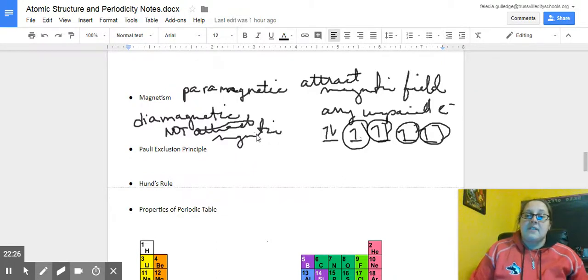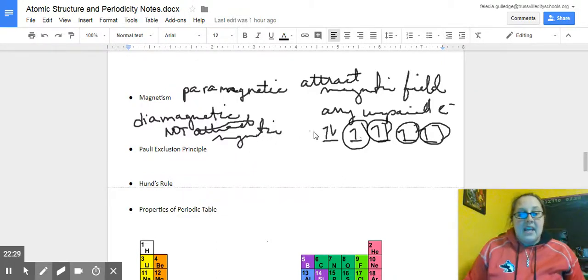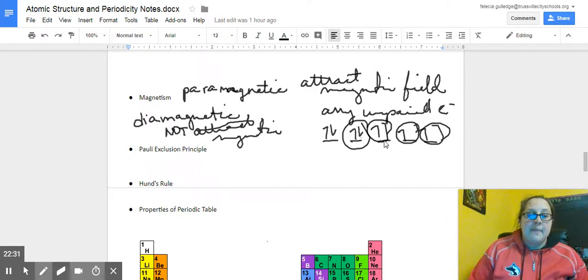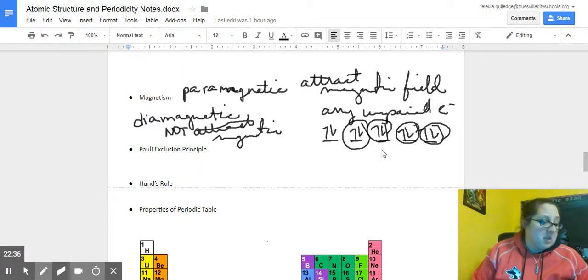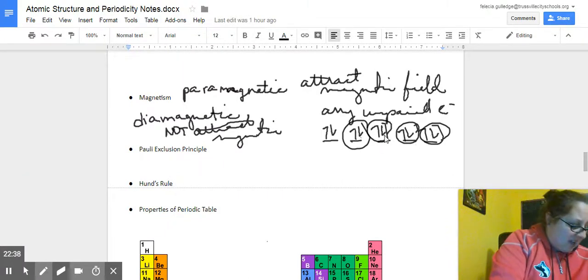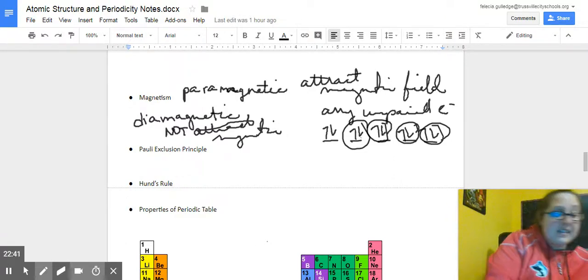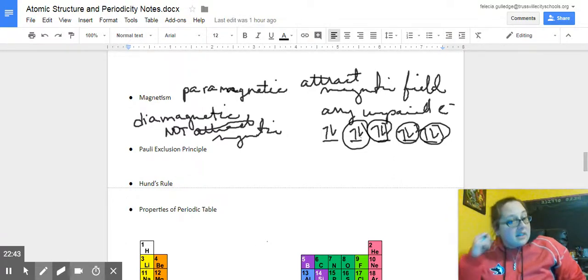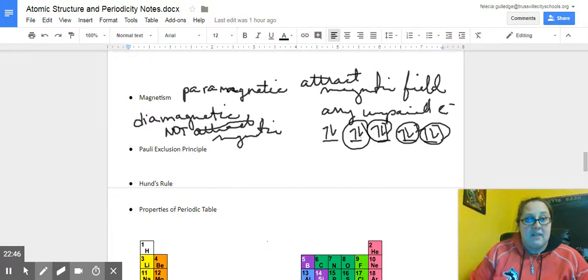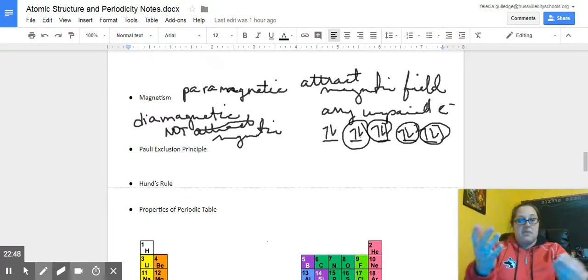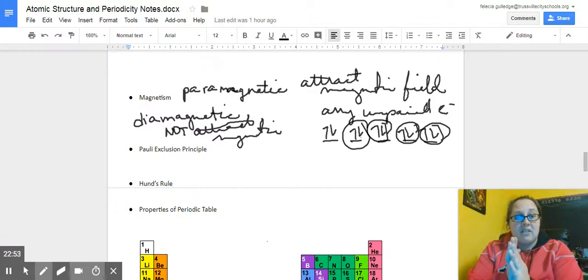And if I have something that is diamagnetic, what I would actually see is every single electron would be paired completely. An example of that is zinc. Okay, zinc does not attract a magnetic field. I can take a piece of metal of zinc and try to put it to a magnet and it won't stick together. But if I take iron and try to attract it to a magnetic field, it will. It's all based upon the pair versus unpaired electrons.